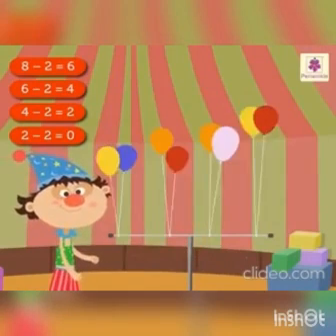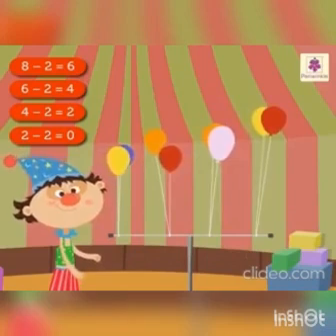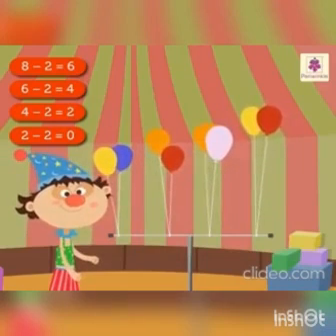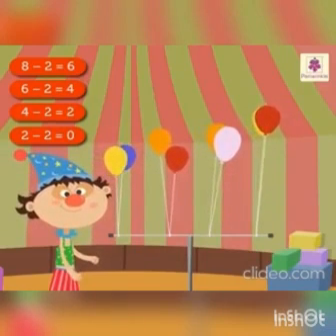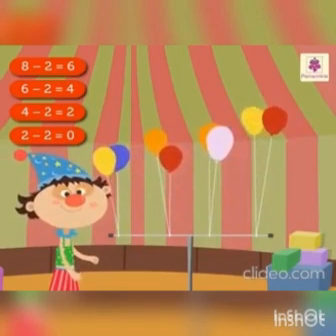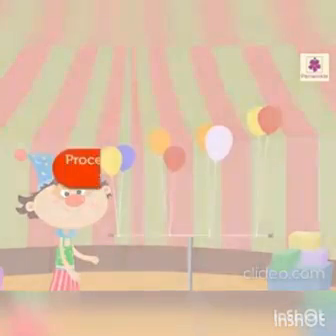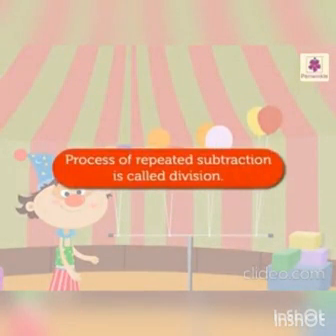Here he tied the same number repeatedly. He showed this with the help of repeated subtraction. The process of repeated subtraction is called division.